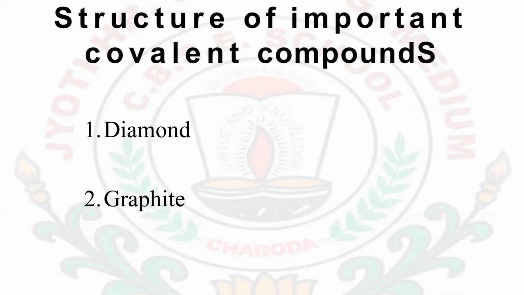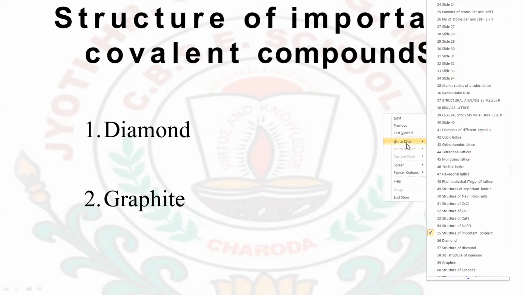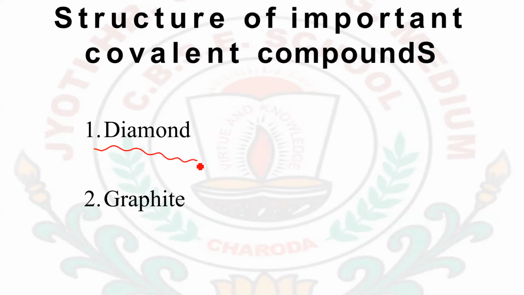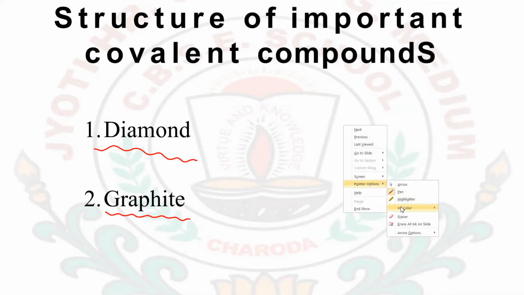In this we are going to take the example of two. One is diamond and the other one is graphite. These two examples we are going to take and see what the structure of diamond and what the structure of graphite is as a covalent crystal.